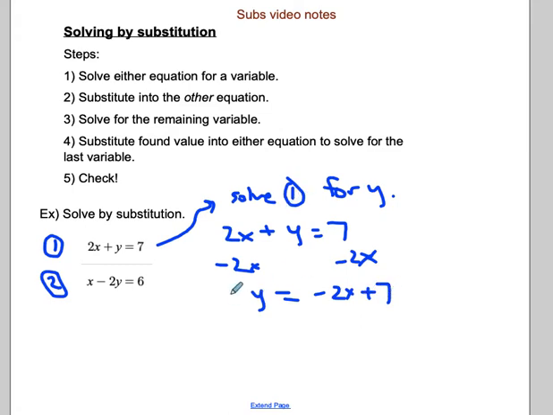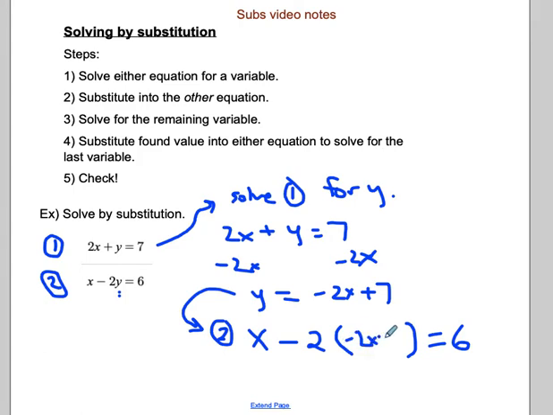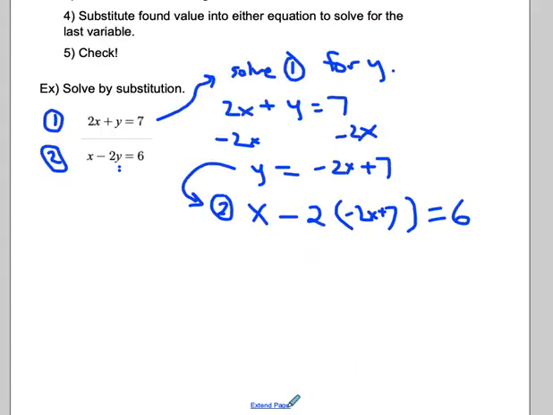So we started with equation 1. We're going to take that and slam it into equation 2. Wherever there's a y in equation 2, we're going to replace it with that. So here's my skeleton framework: x minus 2y equals 6. But instead of a y, we are plugging in negative 2x plus 7. Now this leaves me with one equation, and this time I only have x's left.